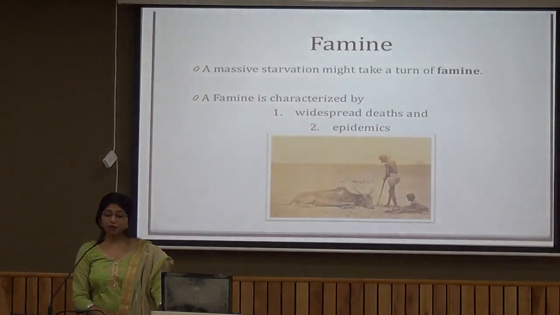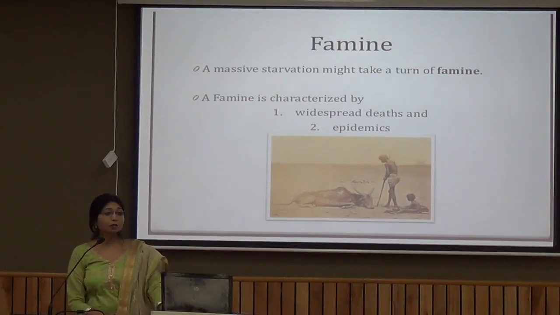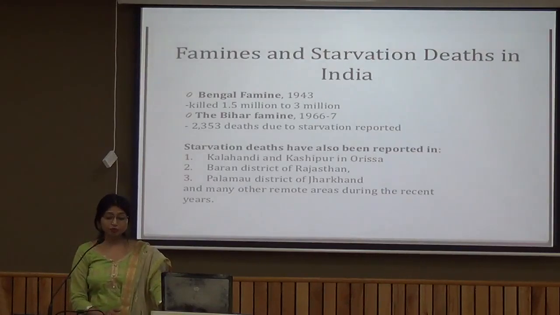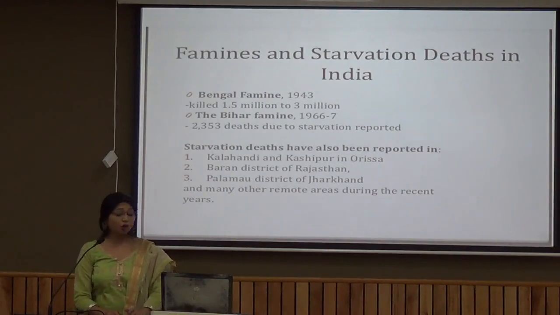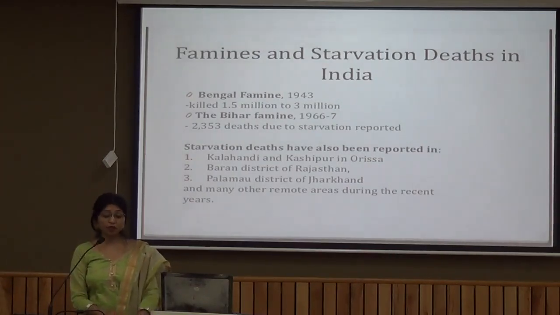A massive starvation might take a turn into famine. A famine is characterized by widespread deaths and epidemics also. Because of the widespread death, there would be epidemics. Famines and starvation deaths in India: we have a record that a famine took place in 1943 in Bengal, and there were so many deaths, killing 1.5 million to 3 million people in India.